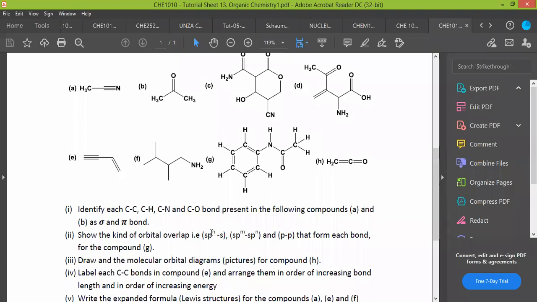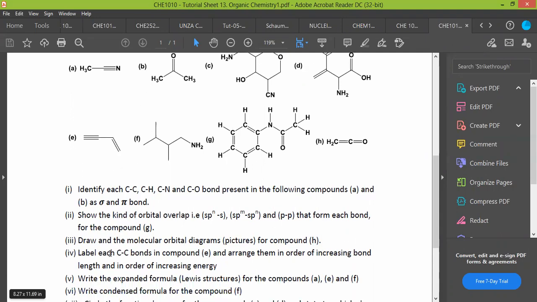So you're not going to write SPN when you are answering. You're going to write either SP3, SP2, and when it comes to SPM, SPN, you will write it's SP2, SP3, or SP3, SP3, SP2, SP2, and then the PP for the sigma bonds that form for each bond in G. So we're going to come and look at G, and then draw the molecular orbital diagram. So picture for compound H.